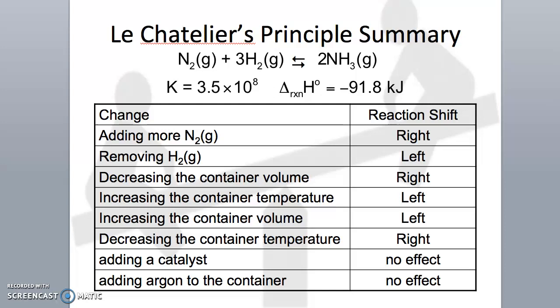If you're wondering why adding argon had no effect on the equilibrium, it is because it is not part of the equilibrium system, and therefore it will not change the partial pressures or concentrations of the other gases. This concludes our chapter on chemical equilibrium. Our next chapter is titled Acid-Base Chemistry, and we will use the concepts of chemical equilibrium and apply them to acid-base reactions. Stay tuned, and thanks for watching.